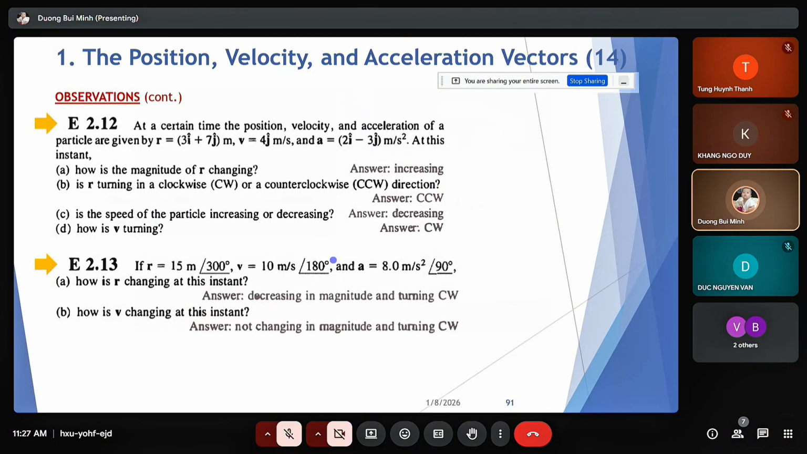Okay, so continue. We have some examples. At certain times, the position, velocity, and acceleration of a particle are given by R, V, and A. Okay, so at this instant, how is the magnitude of R changing?